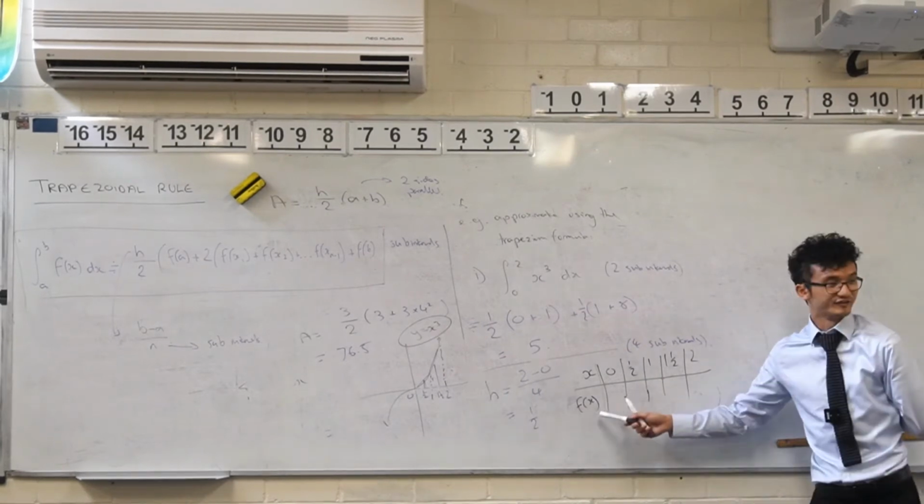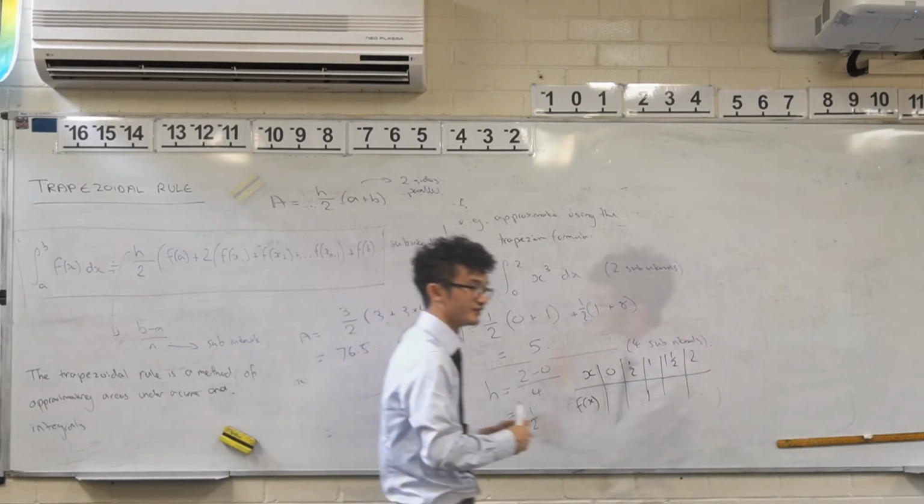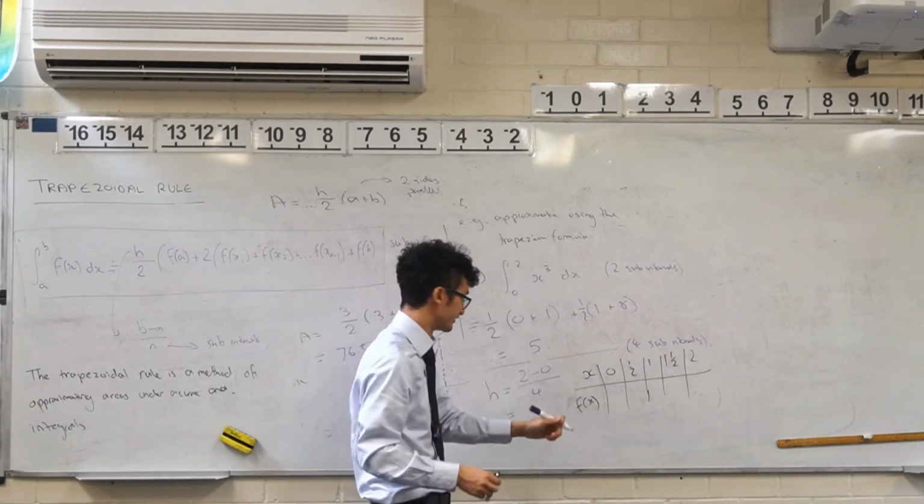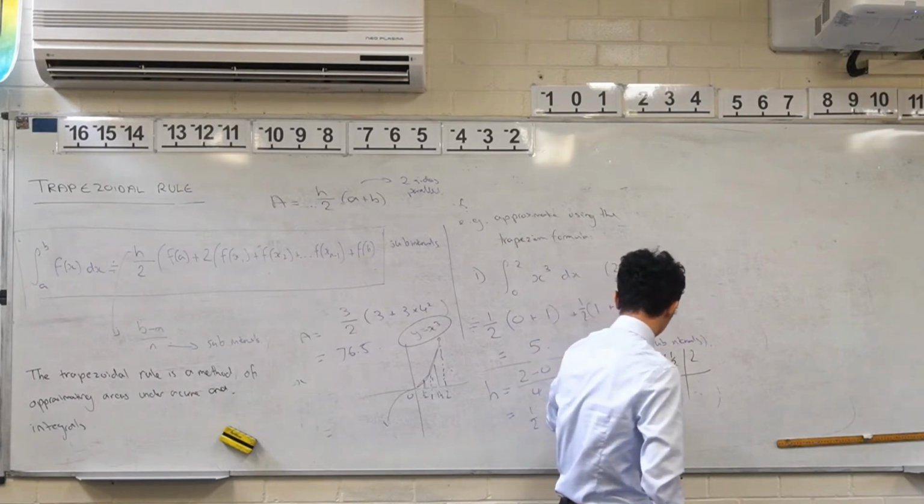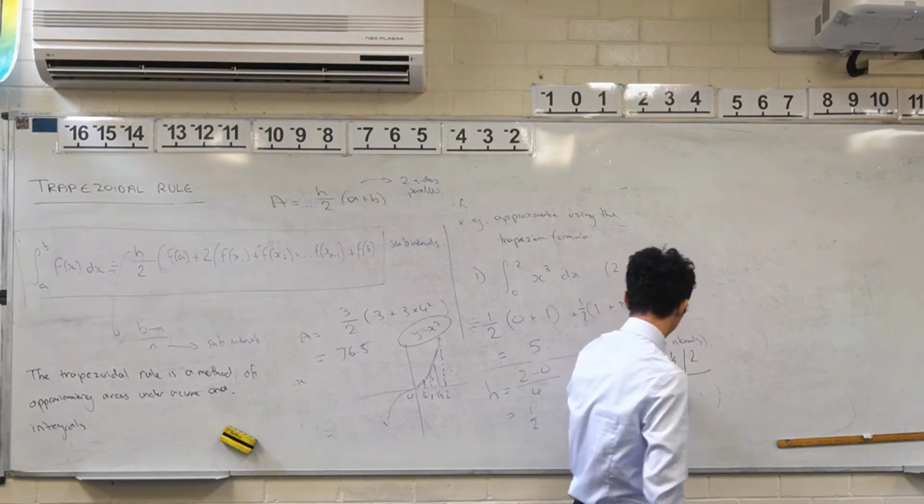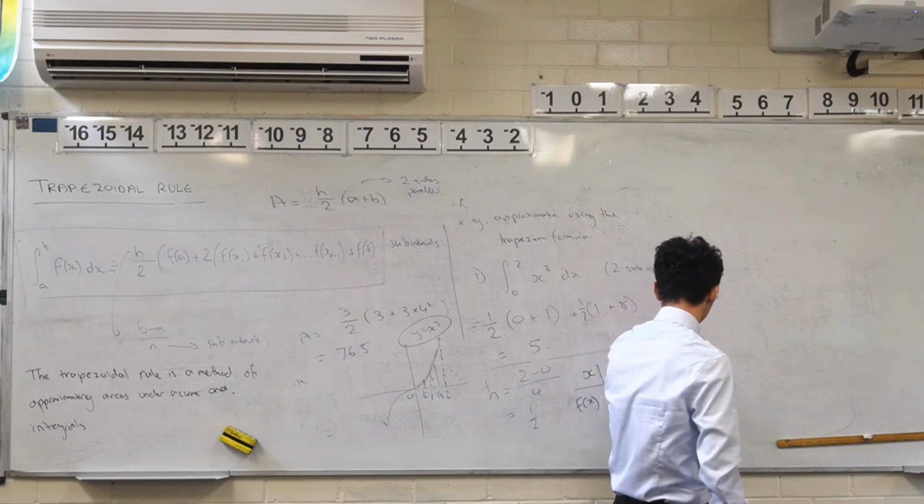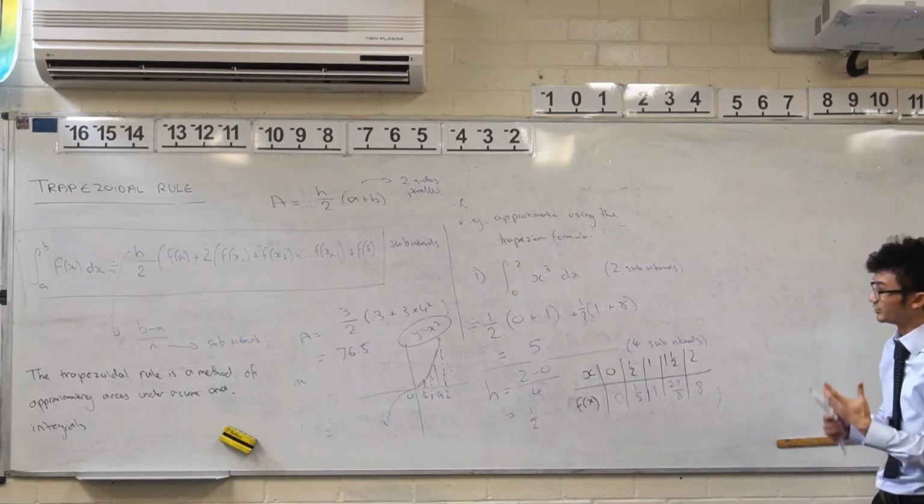So do you want to go ahead and find them for me? Just substitute them in. Your function values for me? Yeah. What do you got? So 0. Yep. 1 on 8. 1. 27 on 8. And 8. Okay, sweet.